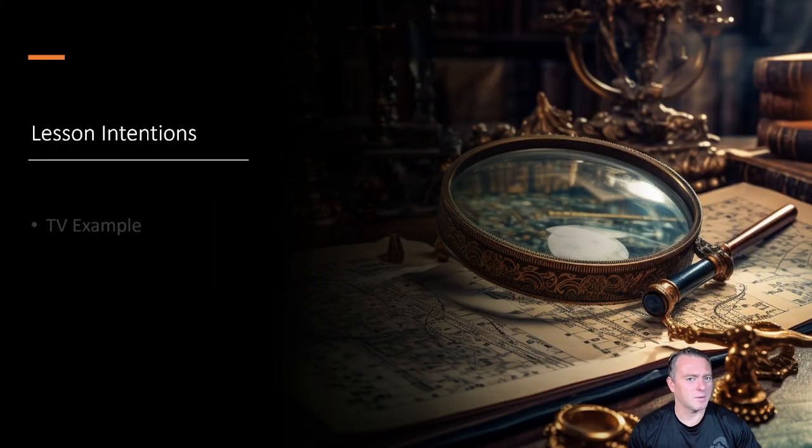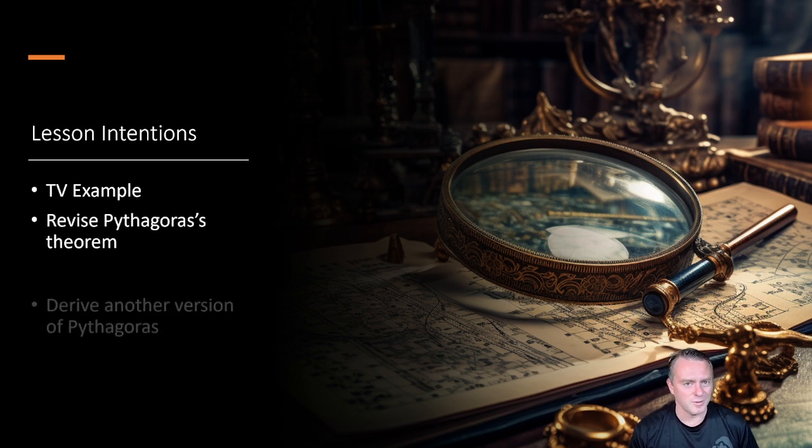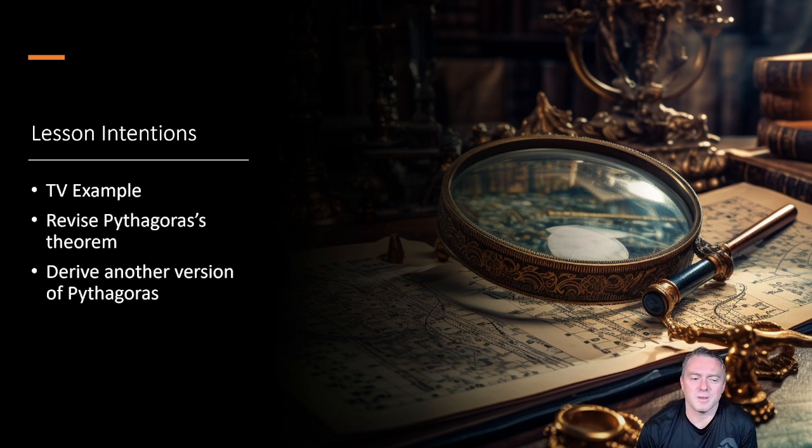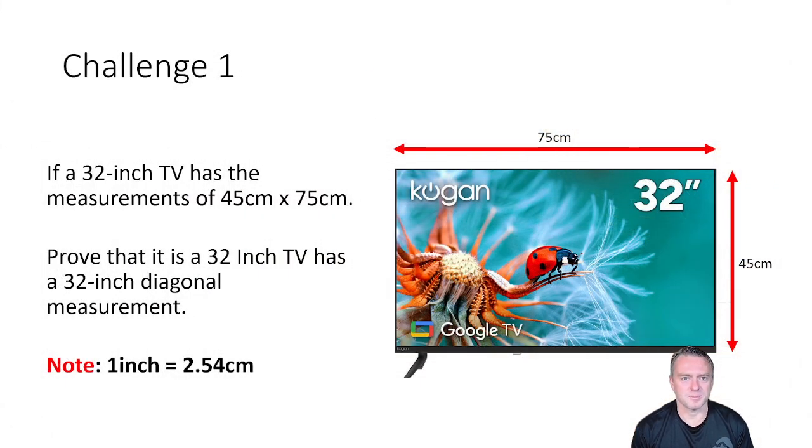So a lesson intention that we're going to cover: we're going to go through that TV example. We're going to revise Pythagoras' theorem first, and then we're going to derive another version. If we want to find the shorter side, that's what the version will be. And that will allow us to find the shorter side in a right angle triangle using Pythagoras. So just pause the video there and see if you can have a crack at this question.